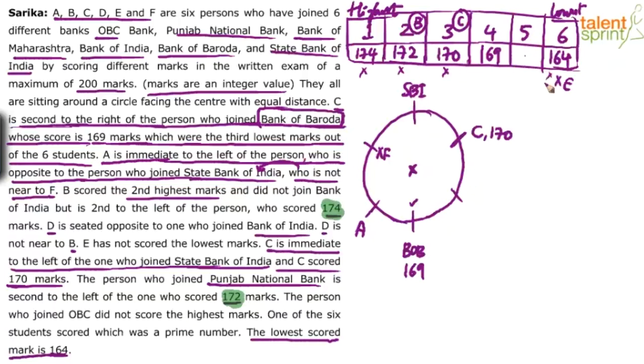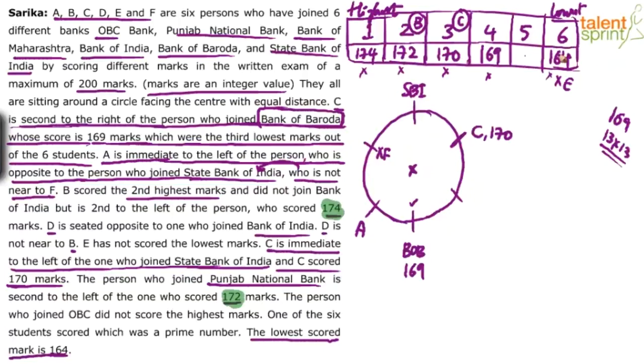164 is also not a prime number. Is 169 a prime number? No, 169 cannot be a prime number. 169 is 13 times 13. Sorry, 169 is a perfect square. It cannot be a prime number. So clearly, we know that 174, 172, 170, 169, 164, all these are not prime numbers.